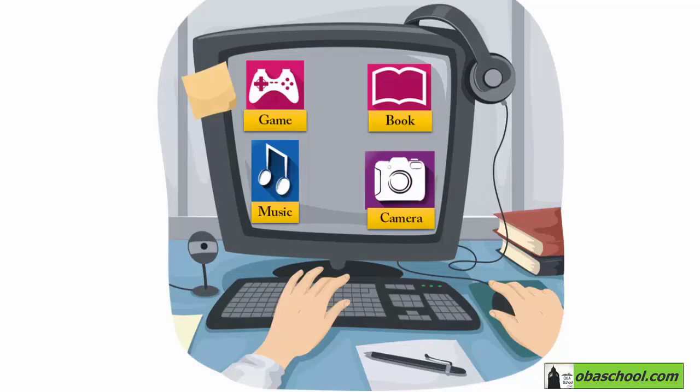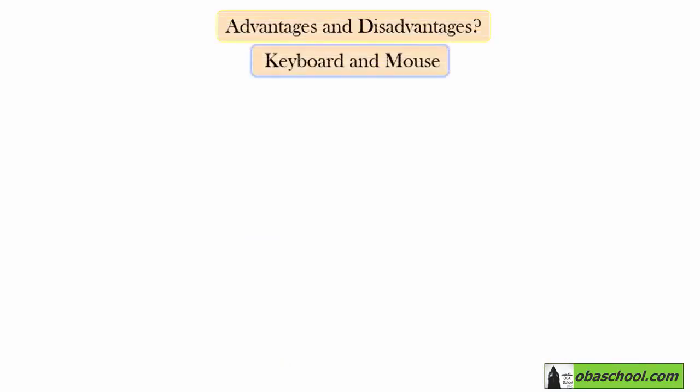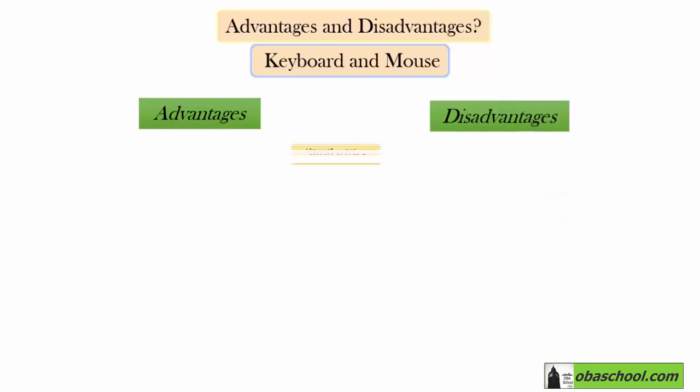For instance, many applications are located on the desktop, such as games, ebooks, music, and camera. And the pointer, which is the positional data, appears also on the desktop. When a user chooses any application from the desktop using the pointer, the application will respond to this action and it will open. Now let's check the advantages and disadvantages of keyboard and mouse.